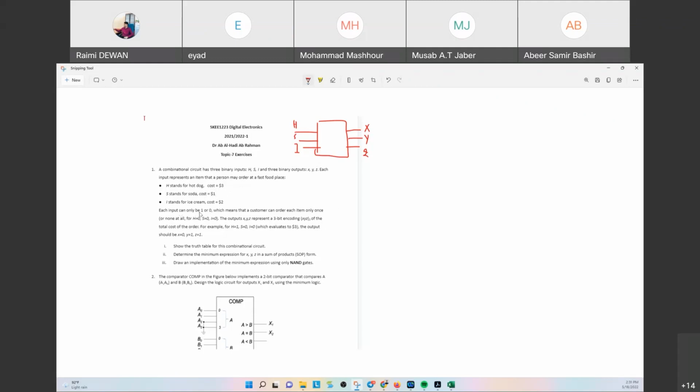Each input can only be 1 or 0, which means that a customer can order each item only once, or none at all. Okay, they can order hot dog, soda, ice cream, but it can be 0 or 1 for each. Okay, the output XYZ represents a 3-bit encoding.